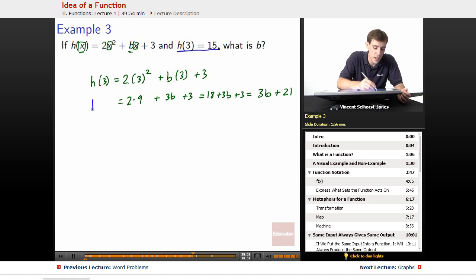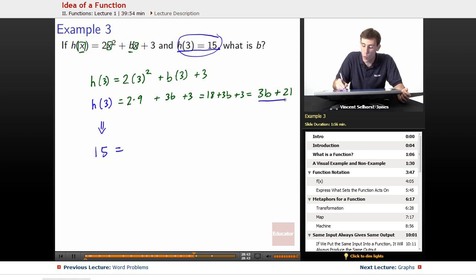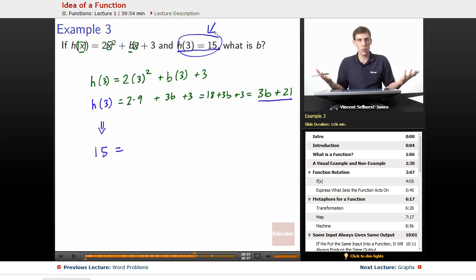Well, this is still h of 3, right? So now we go h of 3 equals 15, and we swap it out, and we get 15 must equal what we know h of 3 is. We know that h of 3 is equal to 3b plus 21, and we also know that h of 3 is equal to 15. So since h of 3 is two different things, but it's still just h of 3, we know that they must be the same thing. Otherwise, there's no logic there, right?